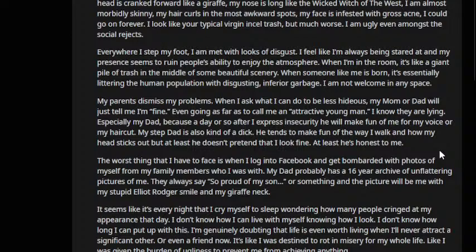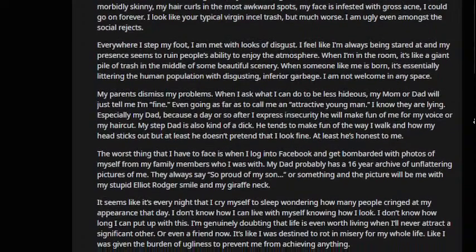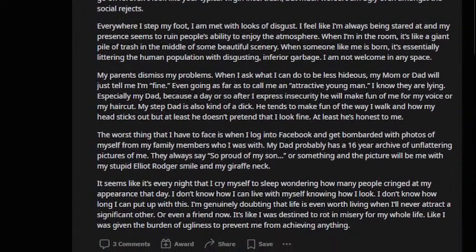My parents dismiss my problems. When I ask what I can do to be less hideous, my mom or dad will just tell me I'm fine, even going as far as to call me an attractive young man. I know they are lying, especially my dad, because a day or so after I express insecurity, he will make fun of me for my voice or my haircut. My stepdad is also kind of a dick. He tends to make fun of the way I walk and how my head sticks out, but at least he doesn't pretend that I look fine. At least he's honest to me.